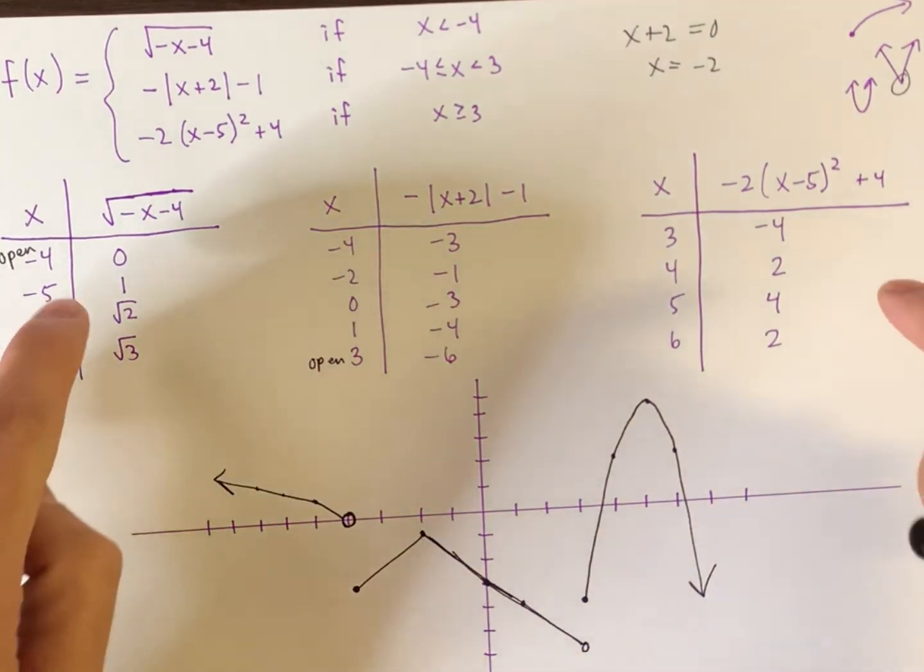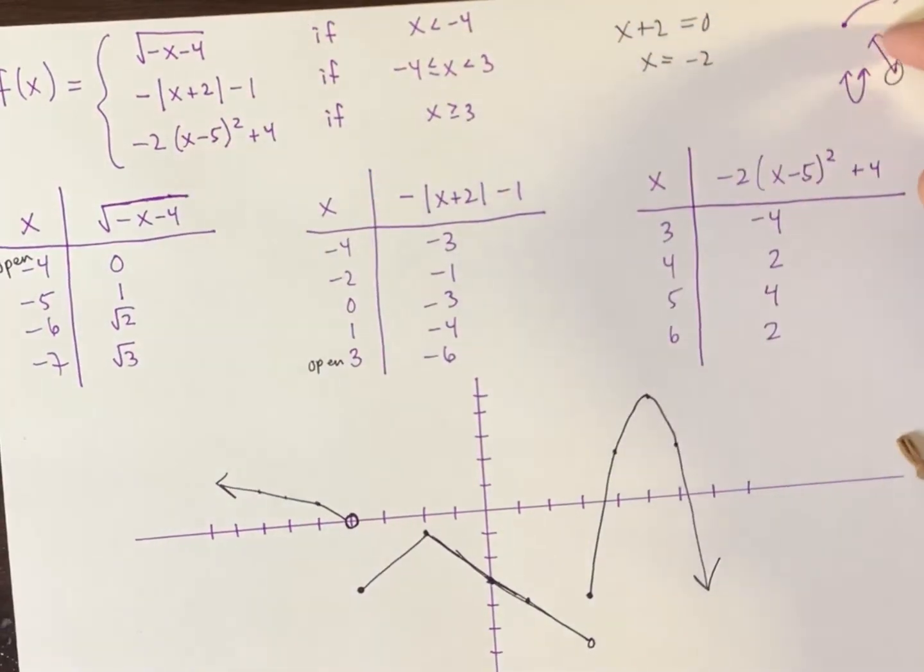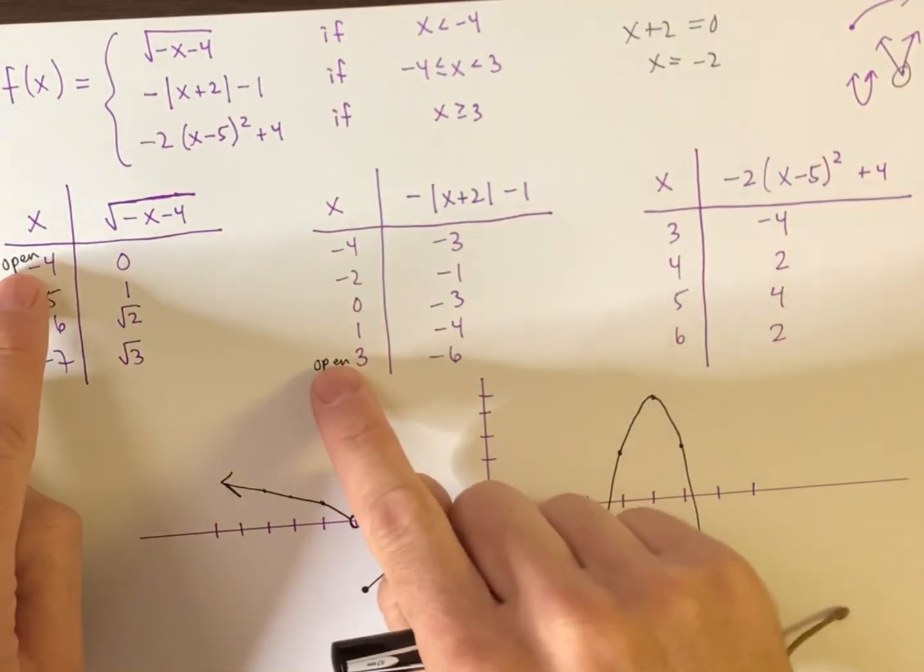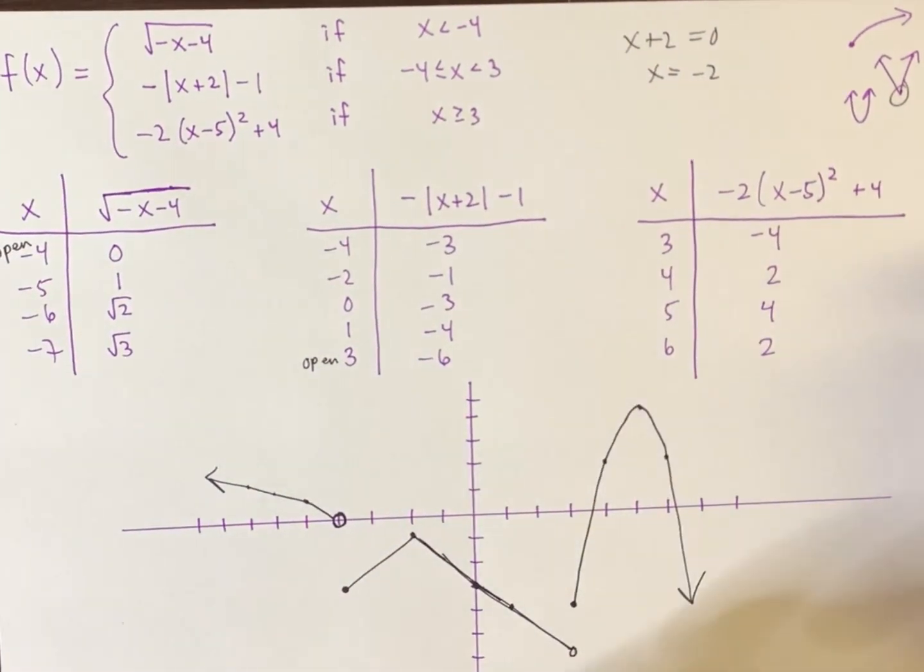And so again, we relied on a table of values along with recognition of the parent functions and open circles, closed circles. So put all those pieces together, try your problem, and let's see how it goes.